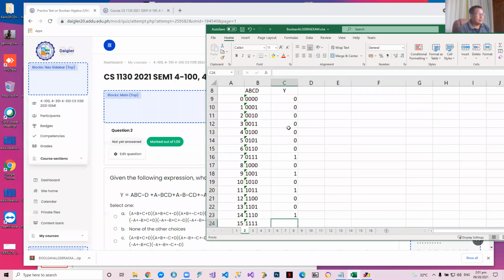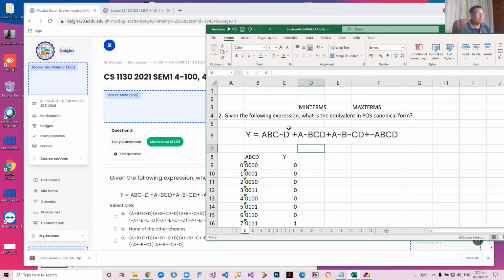Which rows are the max terms? Okay, these are the rows where we will look for the max terms. So what is this? This is A plus B plus C plus D. Do you follow? Because when we write down the max terms, we use the opposite rule: if there's a zero, we write the plain form of the variable, and if there's a one, we write the complemented form of the variable.